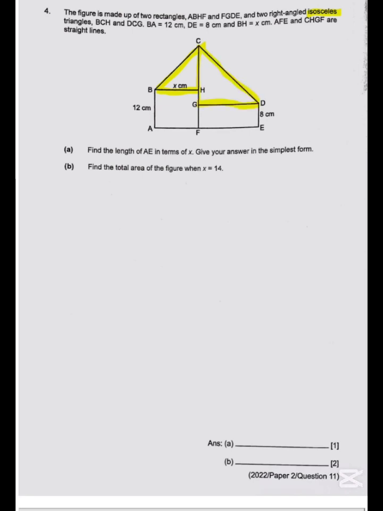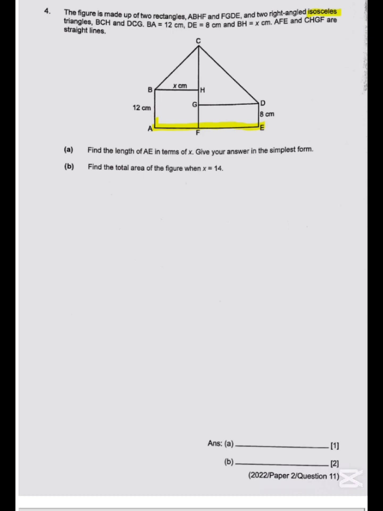Okay, then BA equals to 12 cm over here. DE equals to 8 cm. And BH equals to x cm. Okay, then AFE and CHGF, they are straight lines. AFE, this one, and CHGF, this straight one down. Okay, they are straight lines. So part A, find the length of AE. A is this one. AE in terms of x. So give an answer in the simplest form.